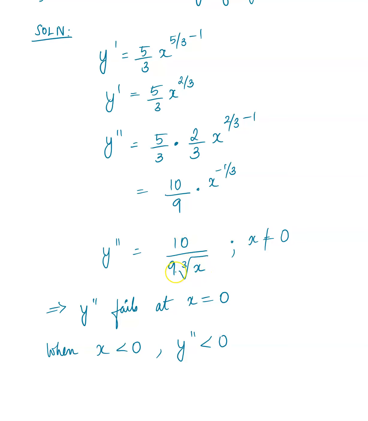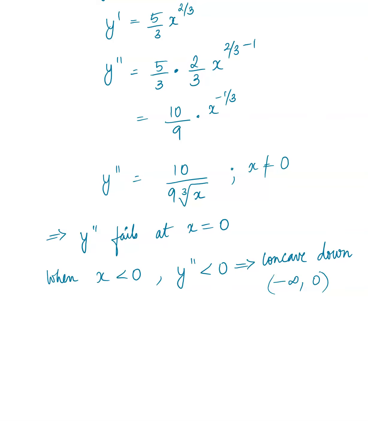Now, because of all that, we know that y double prime will be negative, right? Because 10 over 9 is positive, the only place where you can get a negative is out of this cube root of the negative x value. So this implies concave down. And you know what the interval will be, because we said x is all negative numbers. So negative infinity to 0. Make it an open interval, of course.